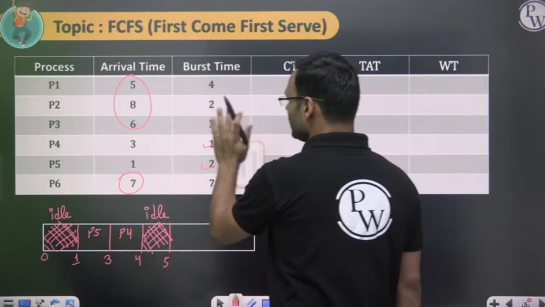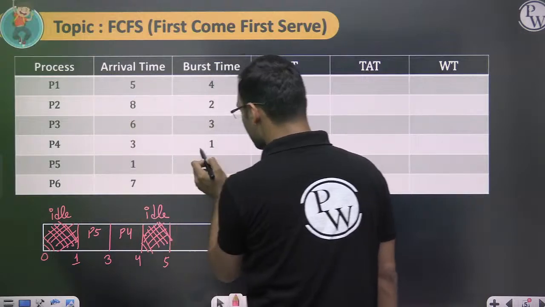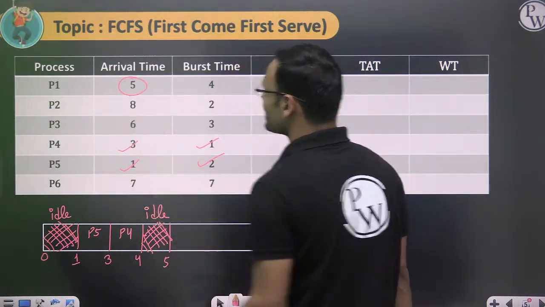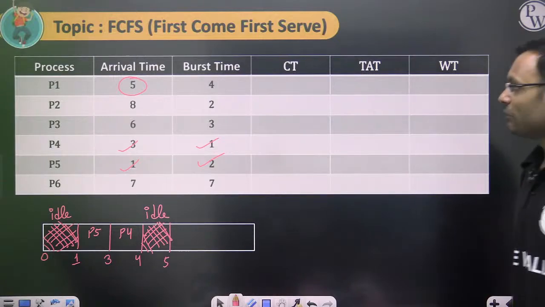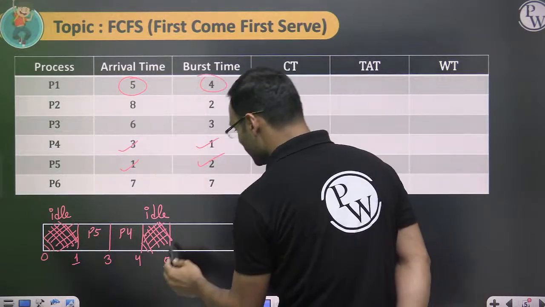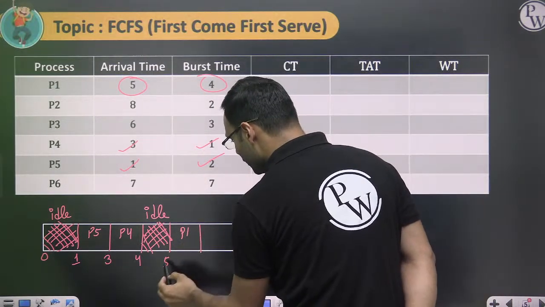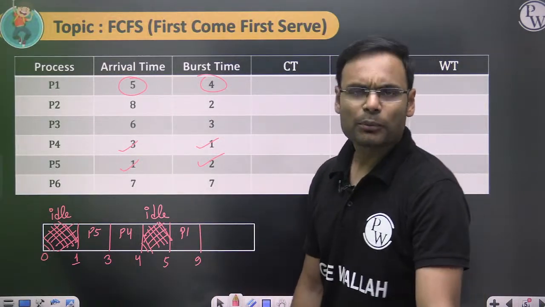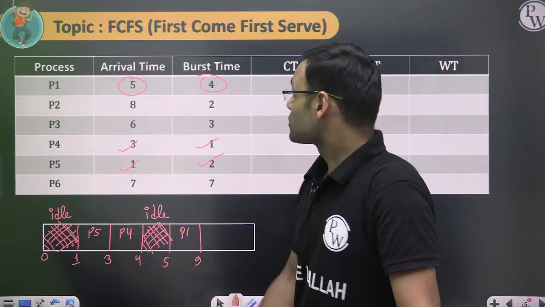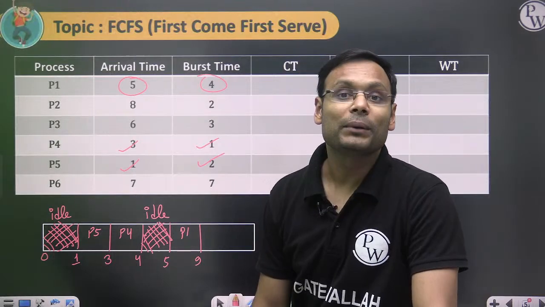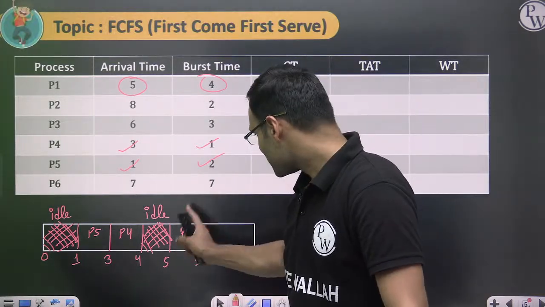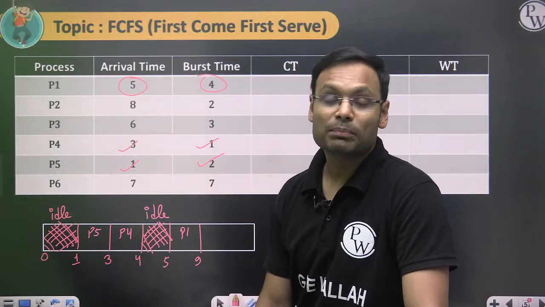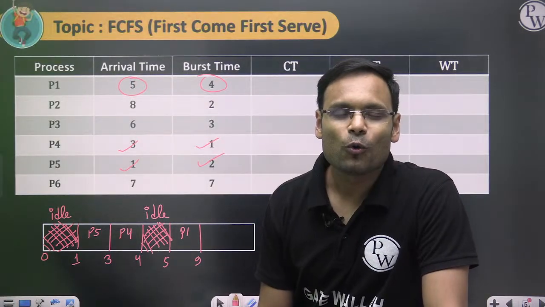Now next, this process done, this process done. At 5 time units, P1 arrives. So P1 arrives and runs for 4 time units. I'll run P1 for 4 time units up to 9. Why am I running the complete process in a single go? Just because FCFS is a non-preemptive algorithm. When a process gets the CPU, it will run completely, and only then will it leave the CPU by its own wish.